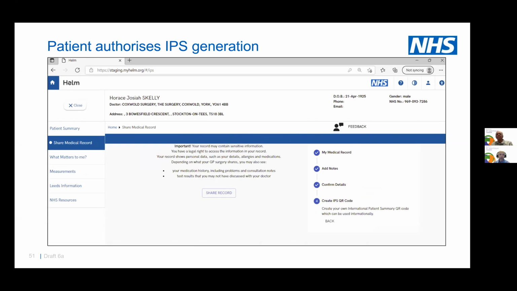So it's just making you aware that you're going to create sensitive information. You have some summary. This could vary based on each country's legislation and legal text, etc. And as long as you're okay with that, click on the share record and next slide, please.